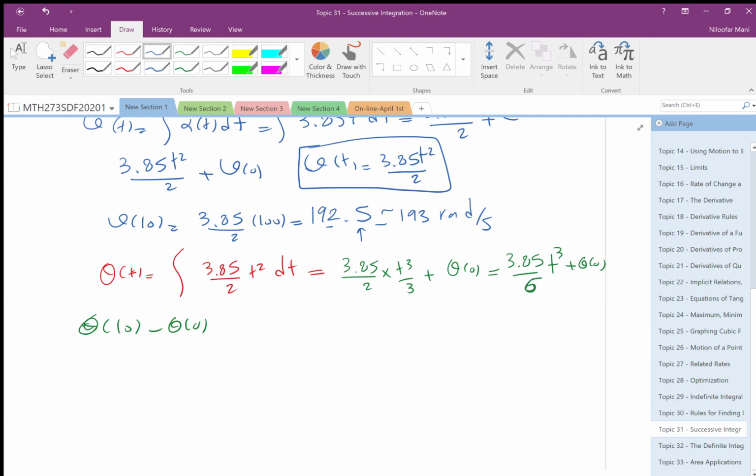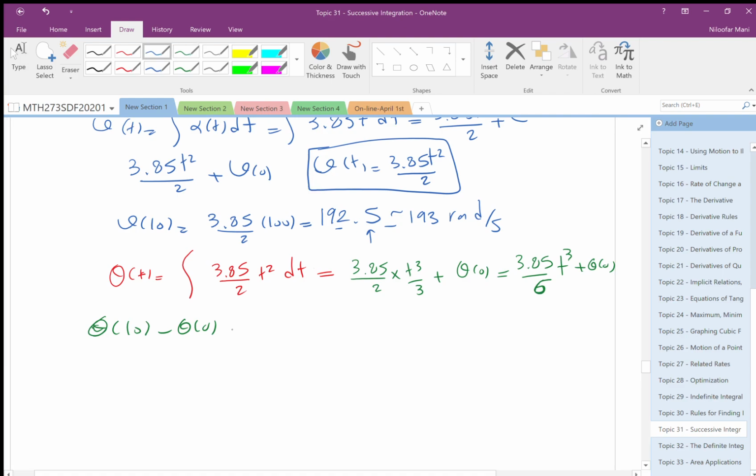So I can do, the answer is theta 10 minus theta 0. So the answer is 3.85 divided by 6 multiplied by 1000. Okay, so I can find the answer here, or I can do it step by step. So plus theta 0 minus theta 0, and this cancels. So the answer is 3.85 divided by 6 times 1000. Okay, which is this one. That's this radian. Okay, so here is radian.